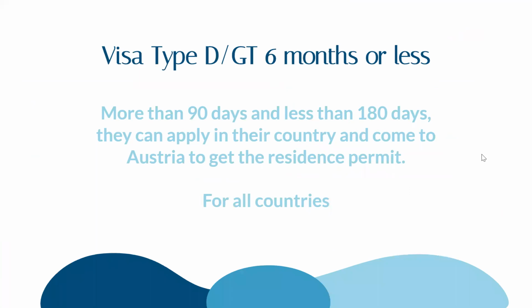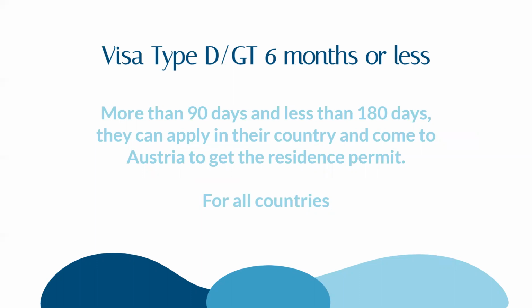The other visa type is the visa type D, and this is basically for nearly all projects that the EPs apply to when they stay longer than 90 days. So it's for a GT that lasts longer than 6 months, that lasts 6 months or less, and more than 90 days and less than 100 days. And it is important to note that they can apply to this visa from their own country, not in Austria.